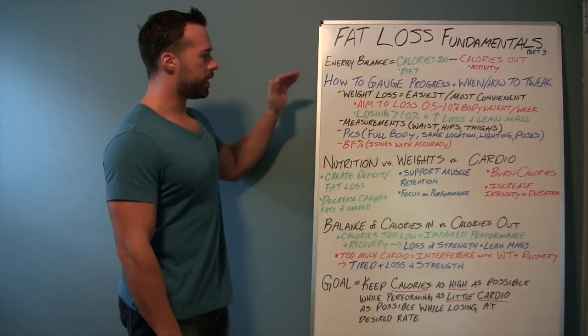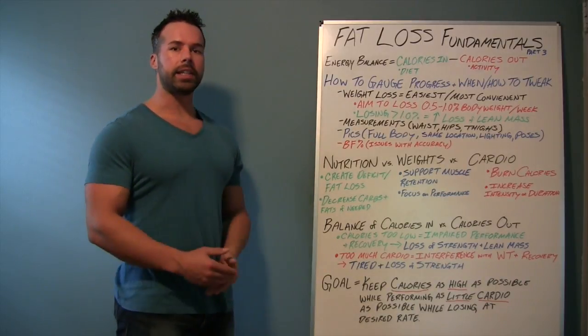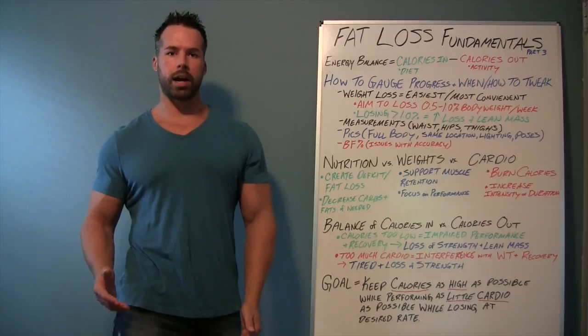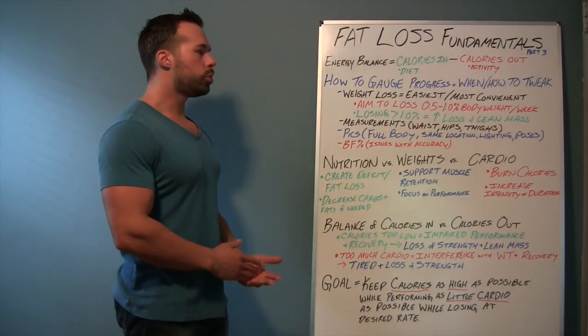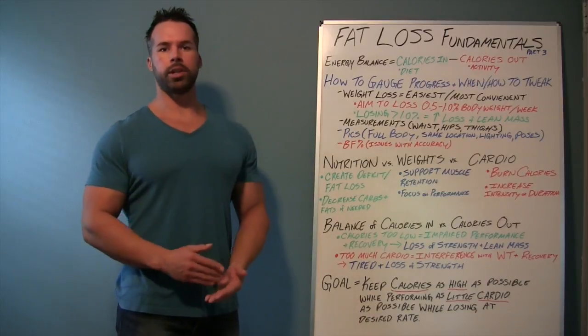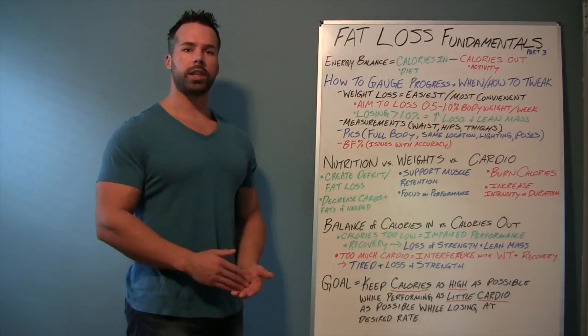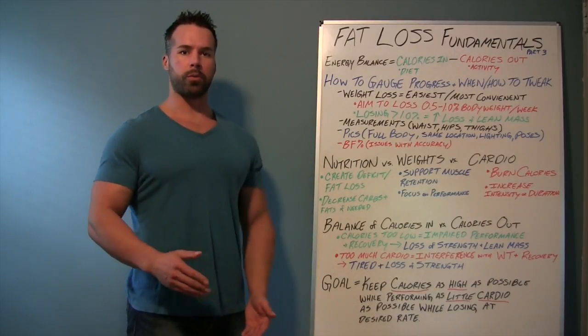Now there's a couple main ways you can track and gauge your progress. First and foremost is body weight loss. That's the easiest and most convenient way to track your progress. All you need is a body weight scale to weigh yourself on. Now when you do this, you want to weigh yourself under the same conditions every time, usually first thing in the morning, after using the bathroom, and before eating.